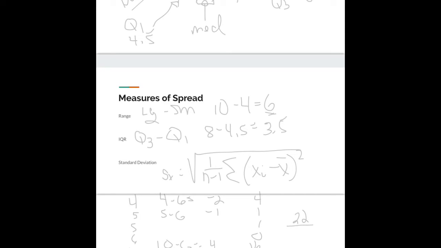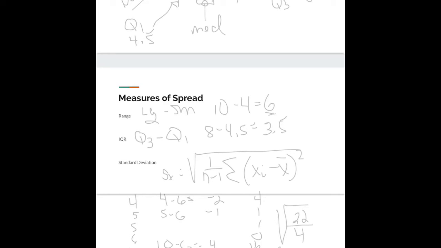Divide by n minus 1. There's 5 pieces of data, so I divide by 4, take the square root, and I'll get an approximation here. My answer was approximately 2.35. That's the typical distance each piece is away from the mean. That's what standard deviation is.